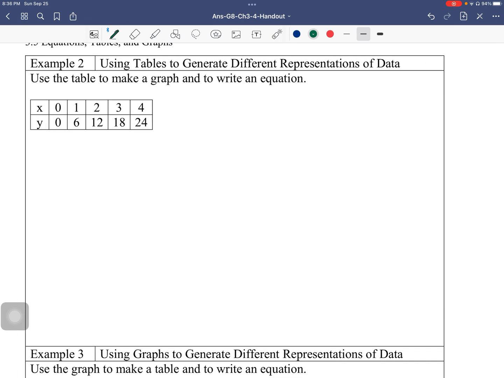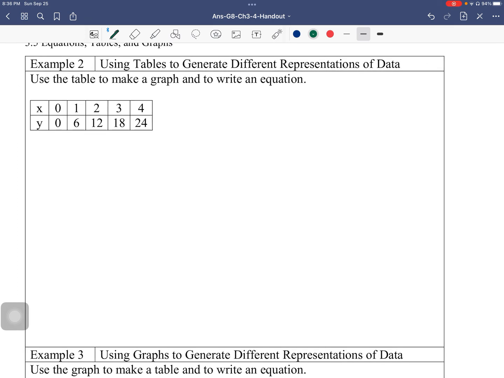Now example 2, we want to use the table to make a graph and to write an equation. To write an equation from data in the table, we need to look for a pattern in the data. We want to look for changes in the input values and the changes in the output values, and we have to see how the changes are related. So how do we use the table to make a graph and then eventually write an equation?